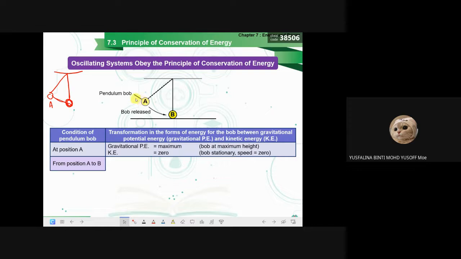Then it moves from A to B. Let's say I release the pendulum bob at A. Of course, you know it will oscillate like this. From A, it goes to B, its original position. From position A to B, the gravitational potential energy is decreasing because just now it was at a higher position, and now the position is decreasing. But it's starting to move, so the kinetic energy increases.